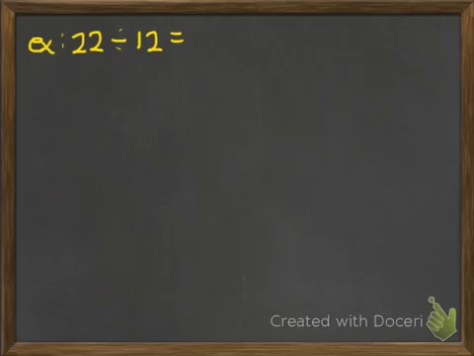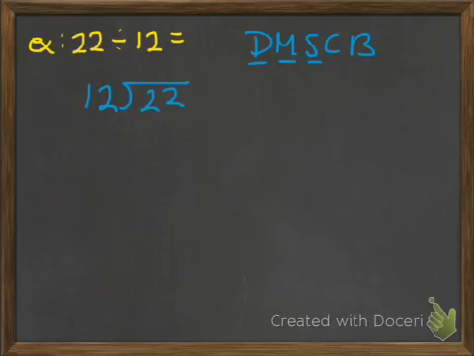All right, and so again, we're going to put the 22 underneath the division sign, and we're going to put the 12 out front. Okay, we're dividing by a little bigger number, so the math is going to be a little bit harder this time. So again, does McDonald's sell cheeseburgers? Divide, multiply, subtract, check, bring down. All right, let's get started.